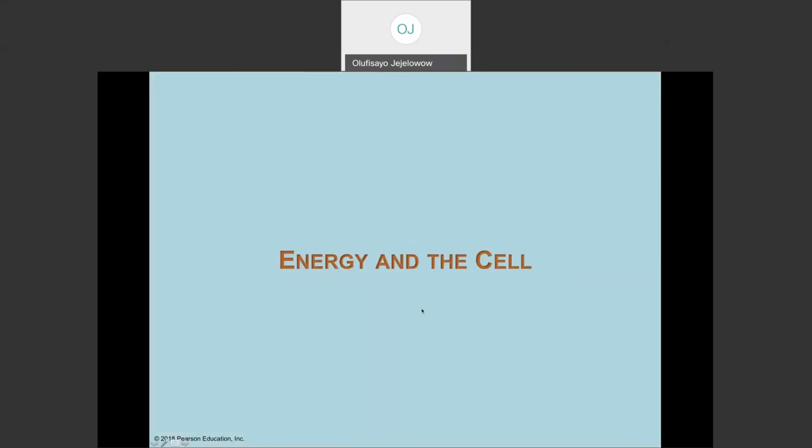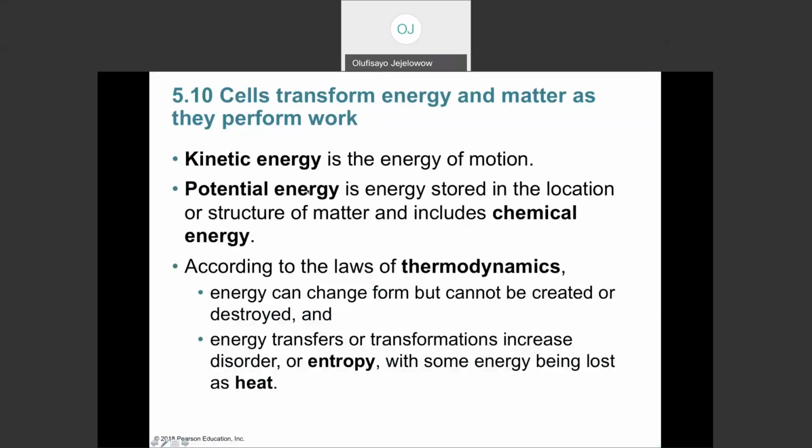And let's look at energy and the cell. So cells transform energy and matter as they perform work. Initially, we established the fact that all of the energy that we use on our planet comes from the sun. There are basic ways in which energy is available or functioning in life.